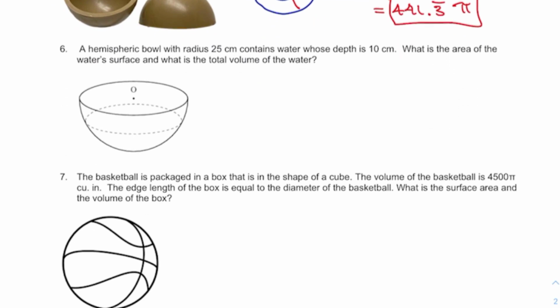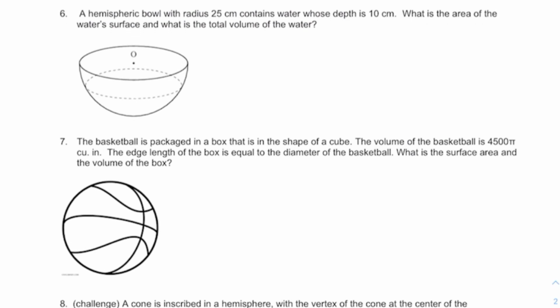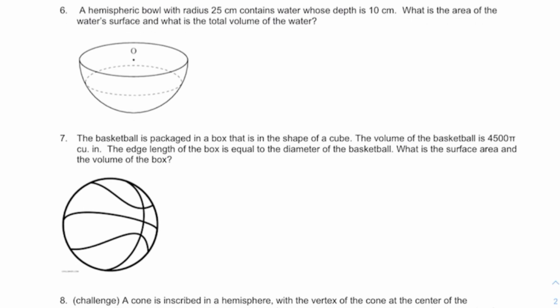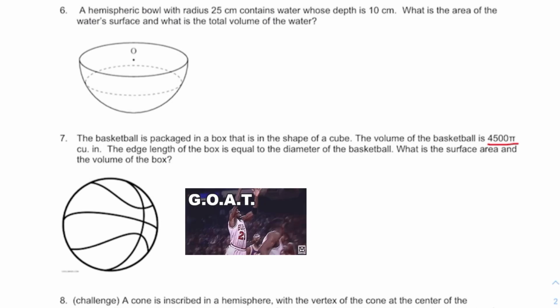All right, we'll try one more problem on here. Let's try problem number 7. You've got a basketball that's in a box that's shaped like a cube. The volume of a basketball is this, and the edge length of the box is equal to the diameter of the basketball.